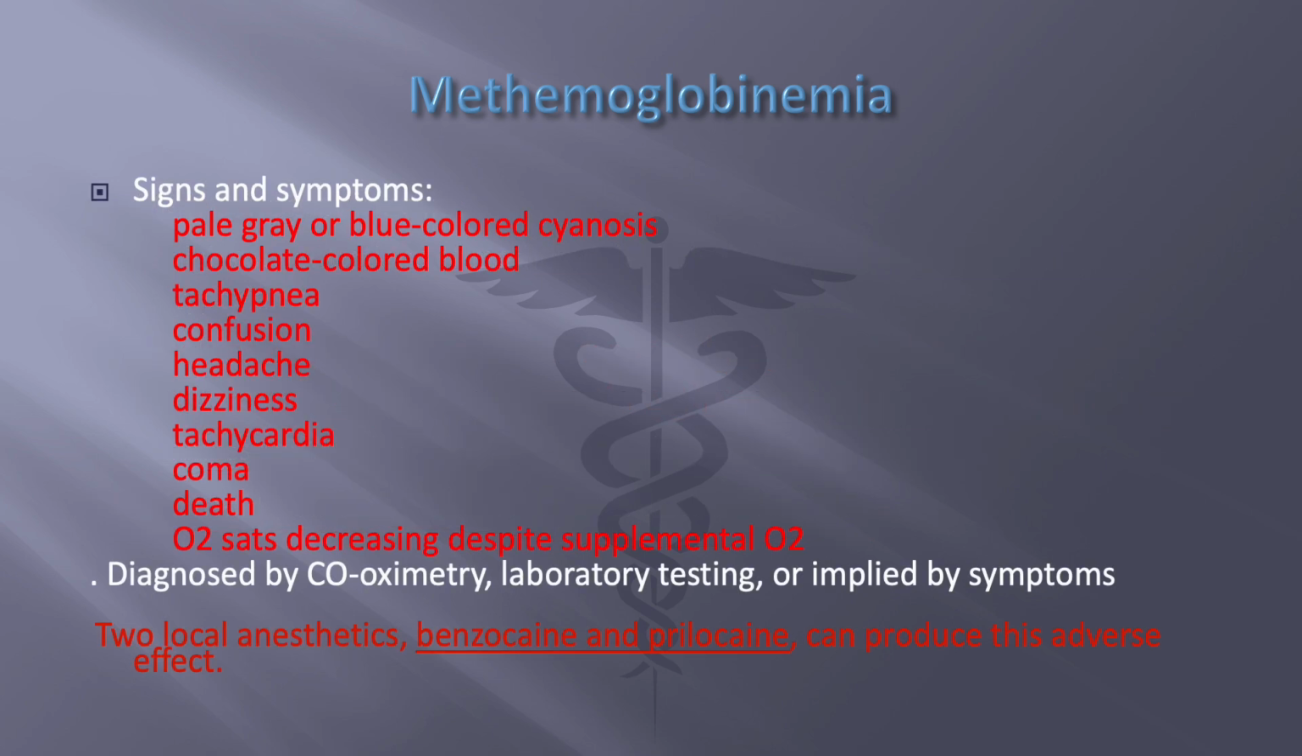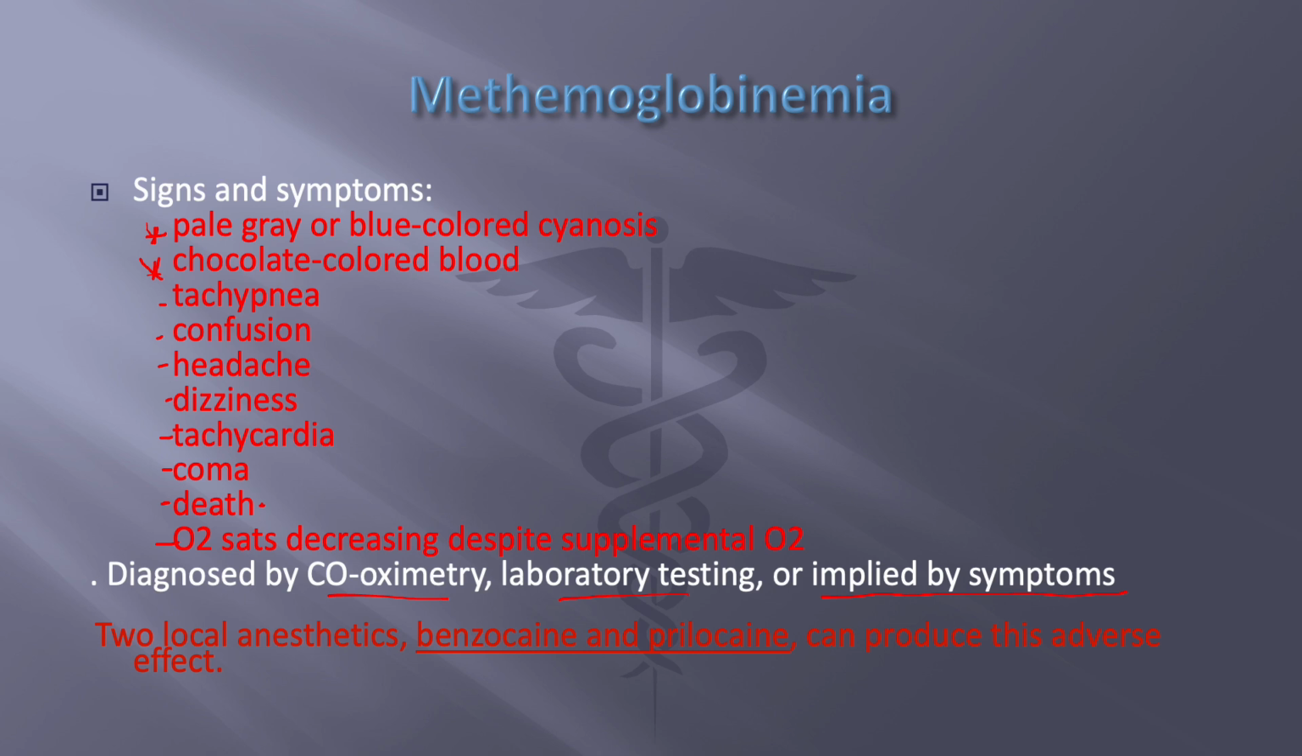Okay, so signs of methemoglobinemia: pale gray or blue colored cyanosis, chocolate colored blood, tachypnea, confusion, headache, dizziness, tachycardia, coma. That's a pretty late sign and symptom. And then O2 sats decreasing despite supplemental O2. So it's going to be diagnosed by co-oximetry, laboratory testing, or implied by symptoms, okay?